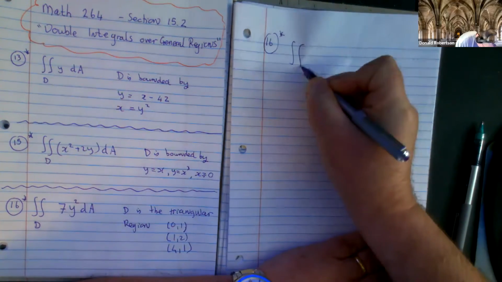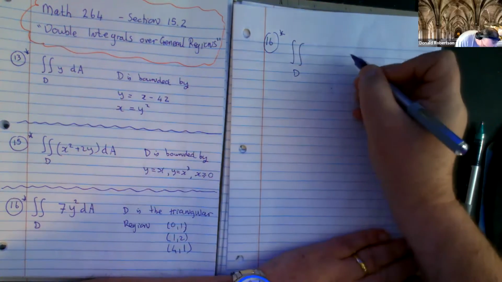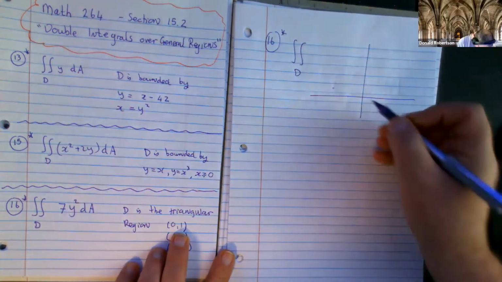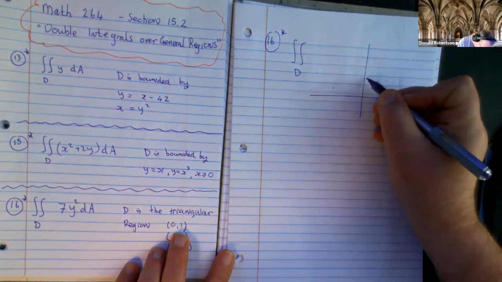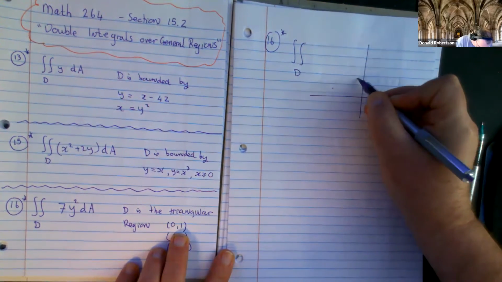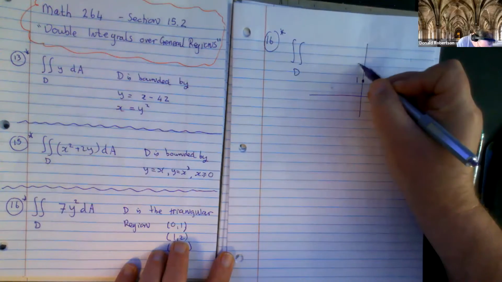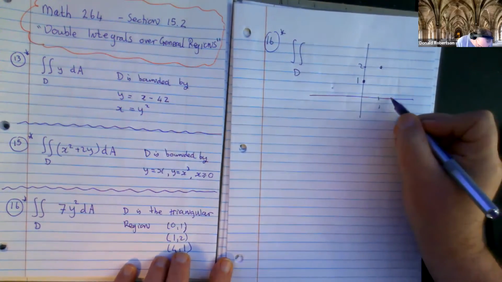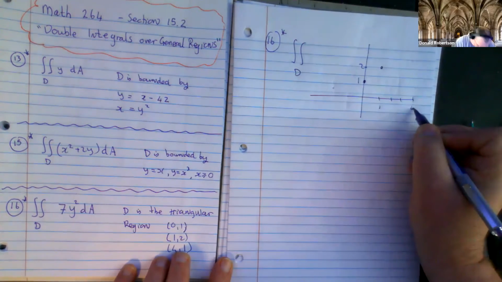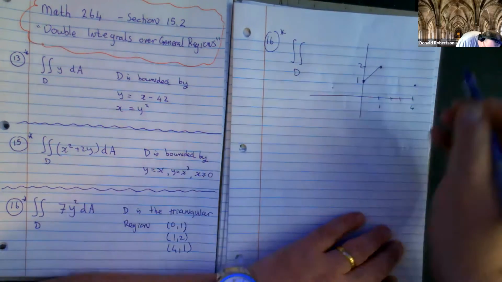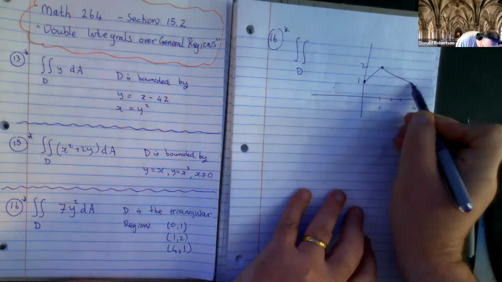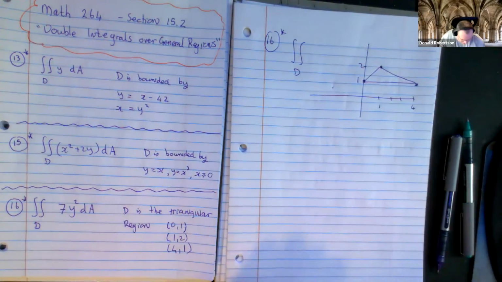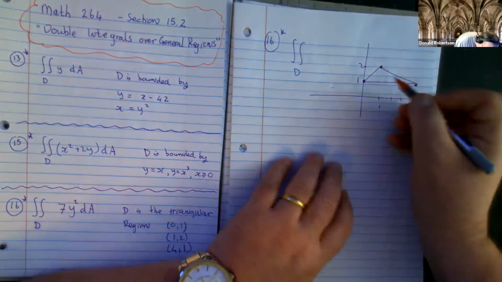Doing this guy. And D is a triangle formed by the points (0, 1), (1, 2), and (4, 1). I feel I've seen this before. Have I done this one before? No? Okay. Then there's D, right?